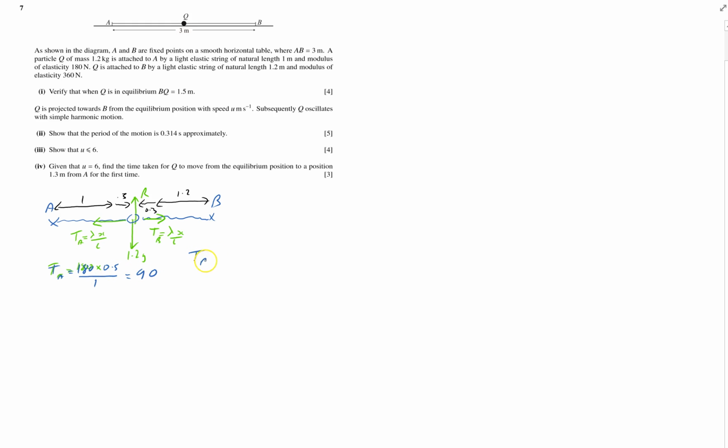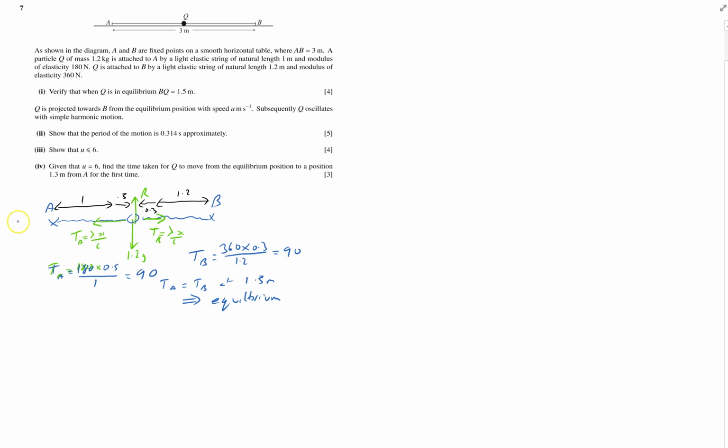And TB is lambda x, so lambda in this case is 360 times the extension, which is 0.3, divided by the natural length, which is 1.2, and that also equals 90, and so TA equals TB. That's in centre at 1.5 meters, therefore equilibrium. And that does the first part.